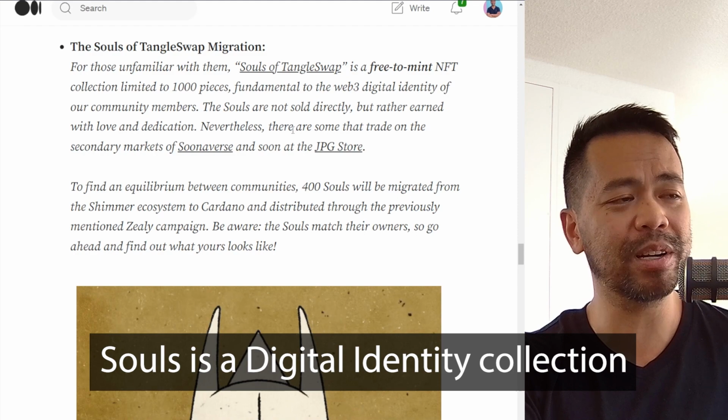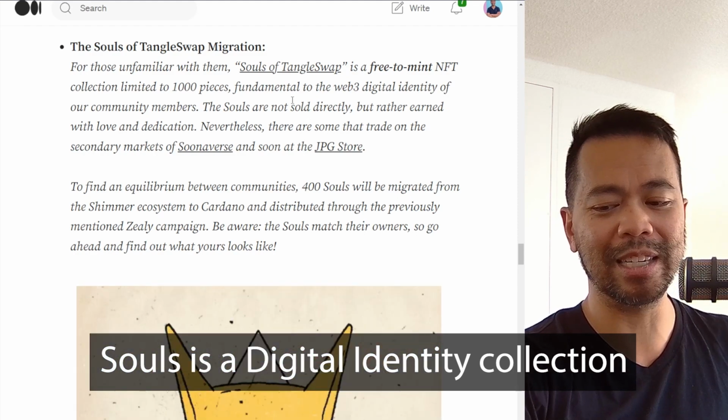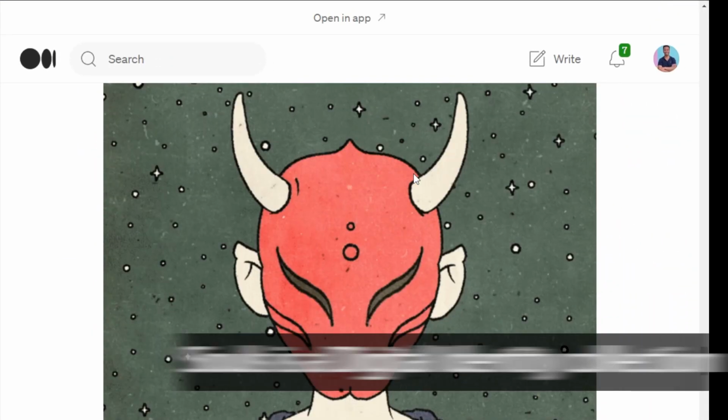The second thing they have that was quite interesting was the Souls of TangleSwap migration, and they'll be migrating a whole bunch of NFTs over from the IOTA ecosystem over to the Cardano ecosystem so that you'll be able to tap into these ones here. I think they look pretty cool.